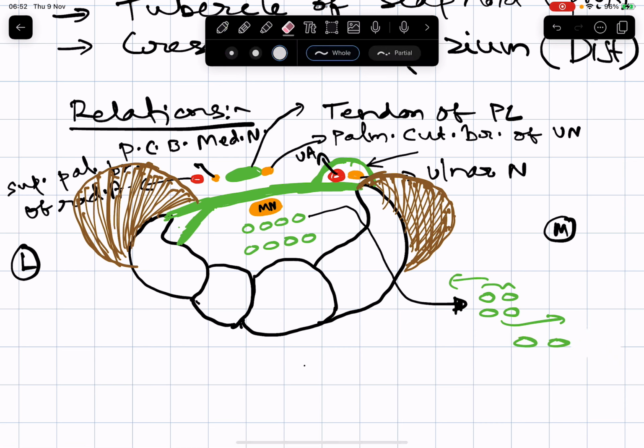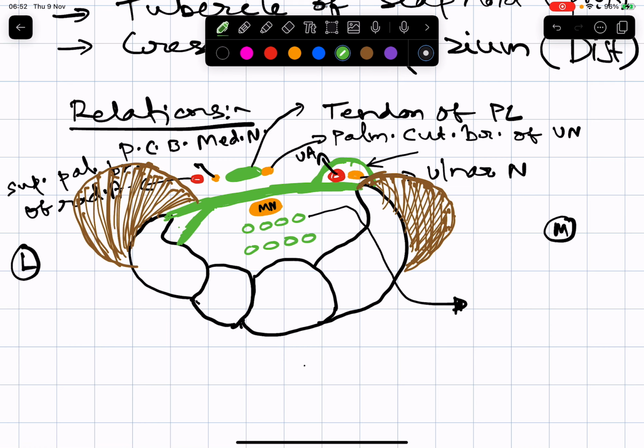Because I'm drawing the distal part, I'm showing you the tendons arranged in a row. So the superficial row here is the flexor digitorum superficialis tendons, four of them, and deep ones are the tendons of flexor digitorum profundus. Now more laterally we have the tendon of the flexor pollicis longus. This is flexor pollicis longus tendon.